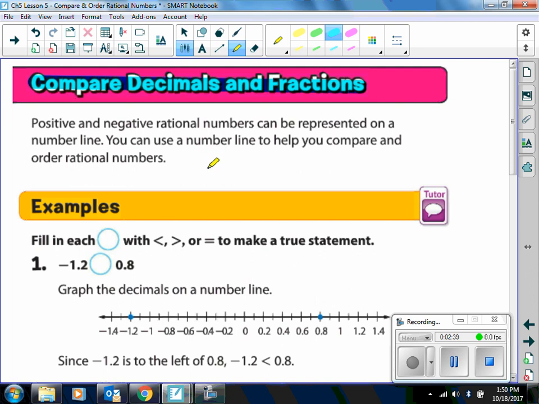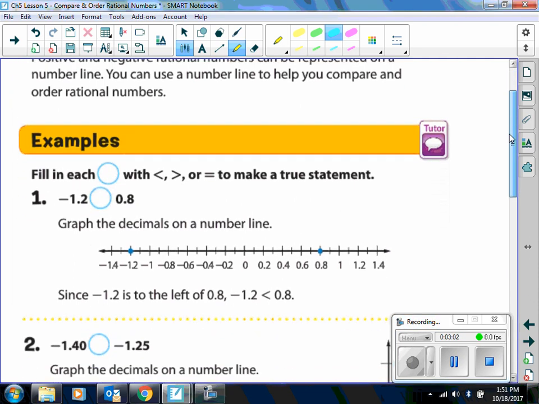Now remember, on the number line, the further to the left, the smaller the number. So the further to the left on the number line, the smaller the number, right? The further to the right on the number line, the bigger the number. Okay, so you can use a number line to help you compare and order rational numbers. So here we're going to look at example 1.